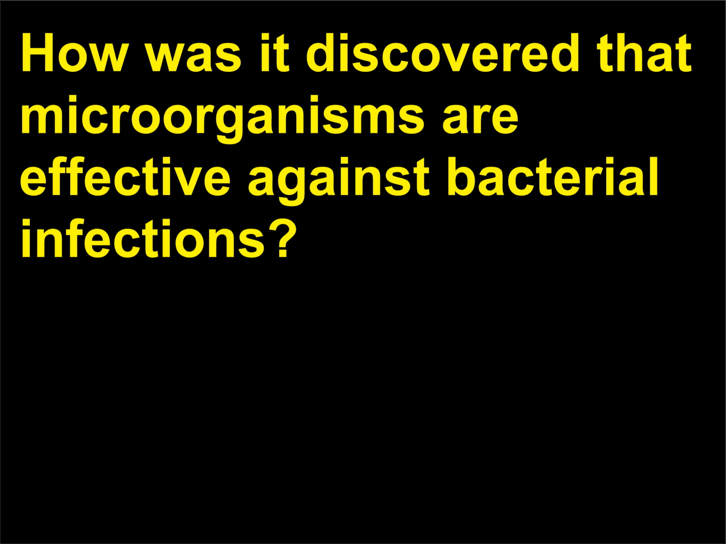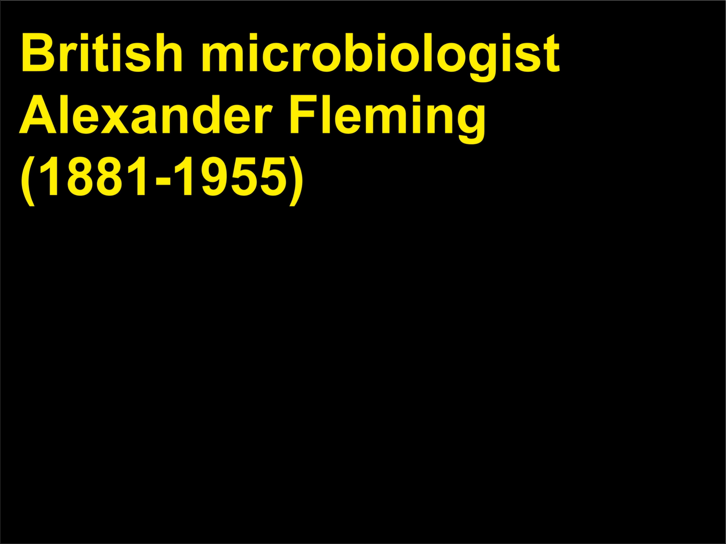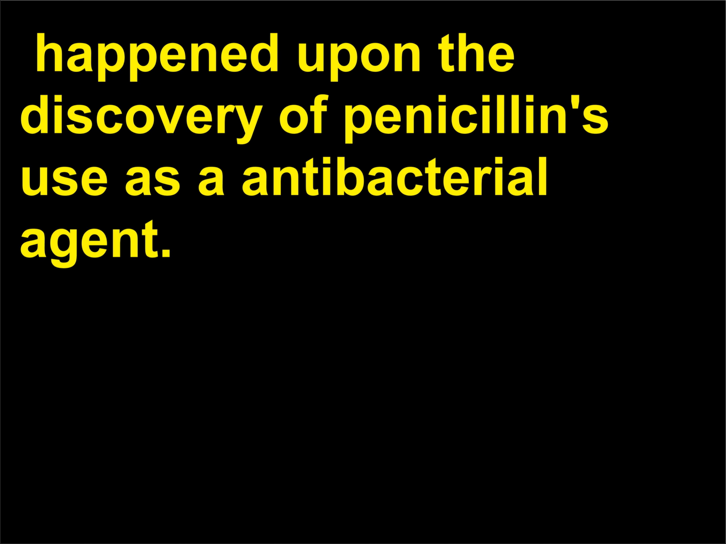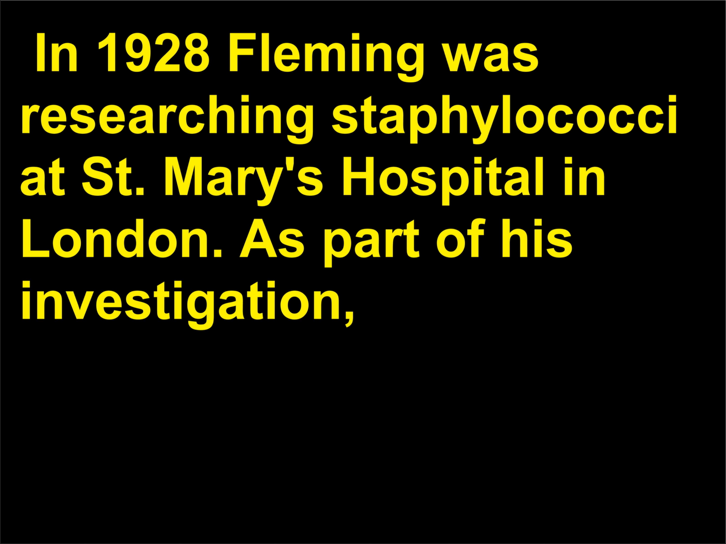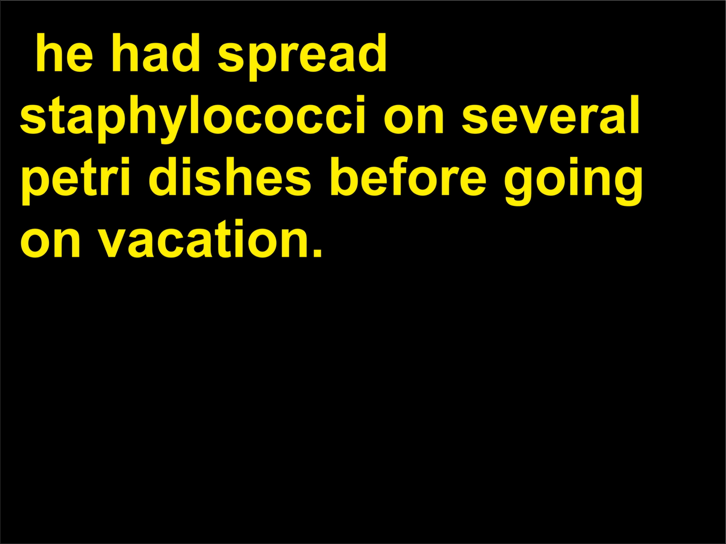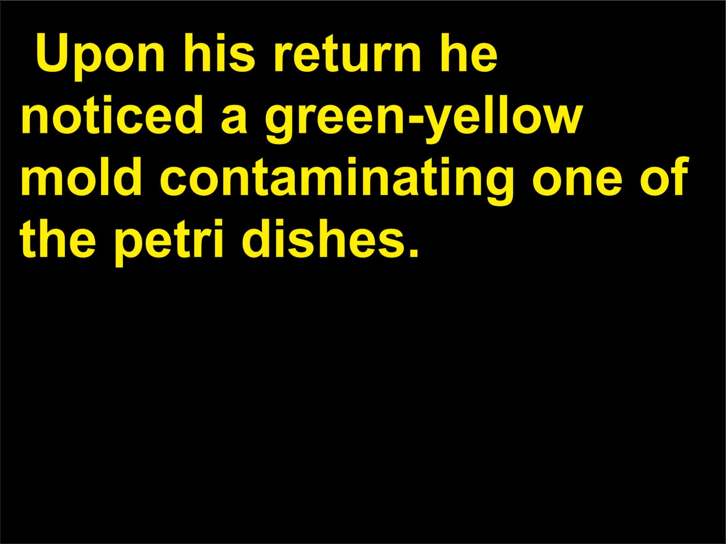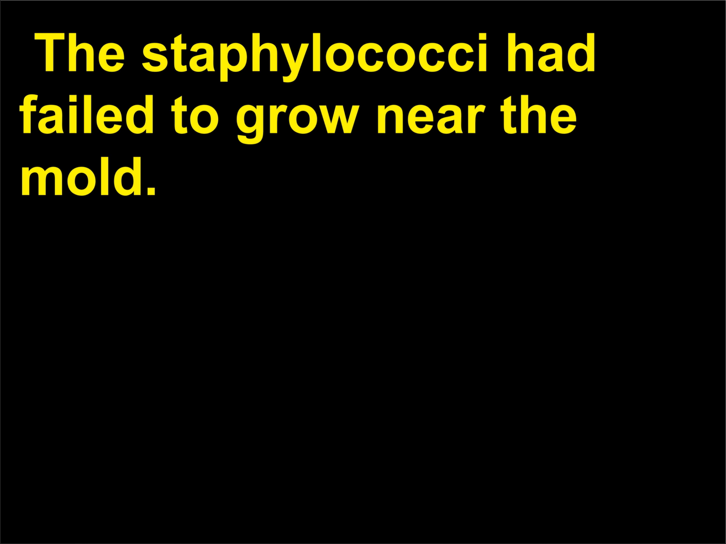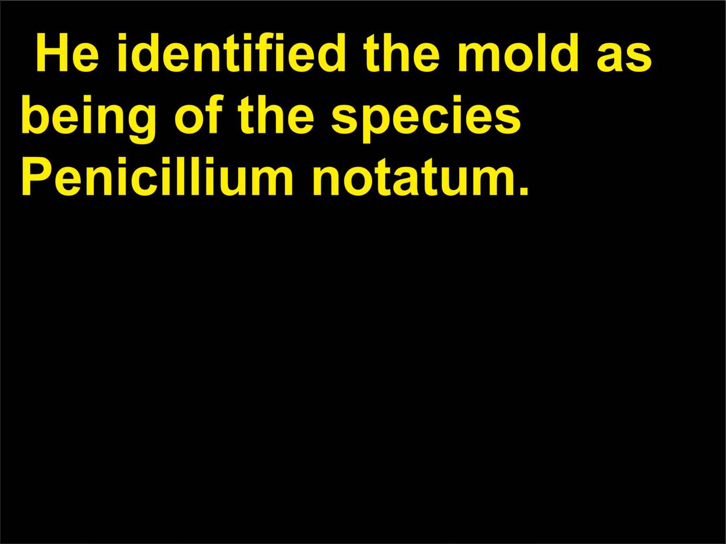How was it discovered that microorganisms are effective against bacterial infections? British microbiologist Alexander Fleming, 1881 to 1955, happened upon the discovery of penicillin's use as an antibacterial agent. In 1928 Fleming was researching staphylococci at St. Mary's Hospital in London. As part of his investigation, he had spread staphylococci on several petri dishes before going on vacation. Upon his return he noticed a green-yellow mold contaminating one of the petri dishes. The staphylococci had failed to grow near the mold.